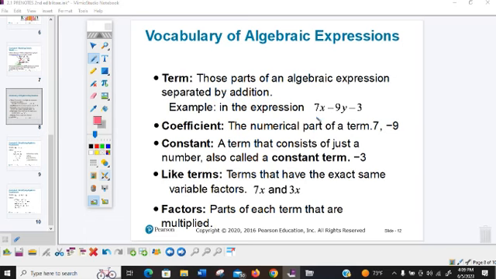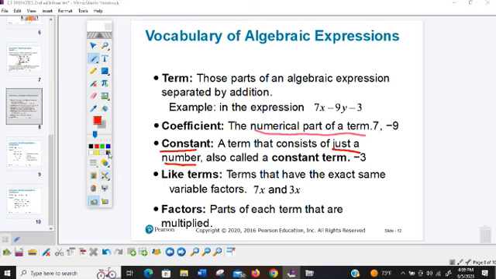So in this case, 7x is a term. Negative 9y, or the 9y, is a term. And the minus 3 on the end. Now, a coefficient is the numerical part of the term, okay? So a coefficient of 7x is 7. Coefficient of negative 9y is negative 9. The constant is different. The constant is that number on the end. It is just a number, okay? So the constant is the negative 3 on the end.